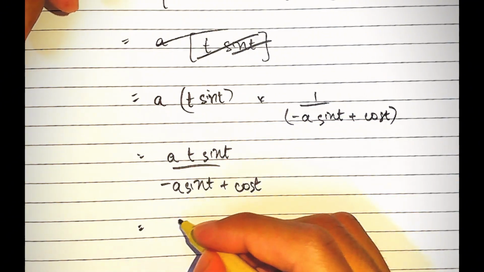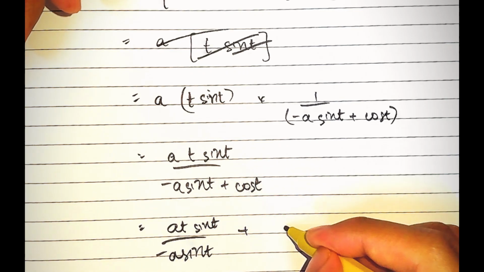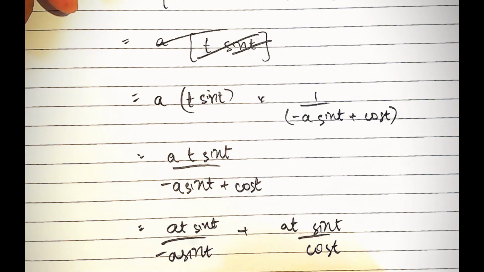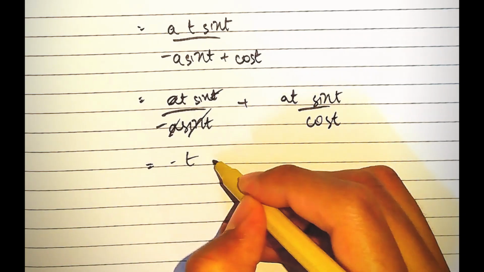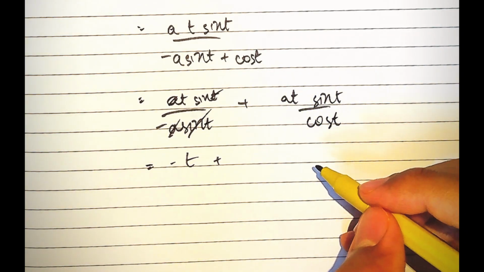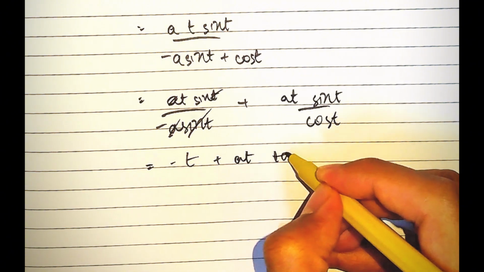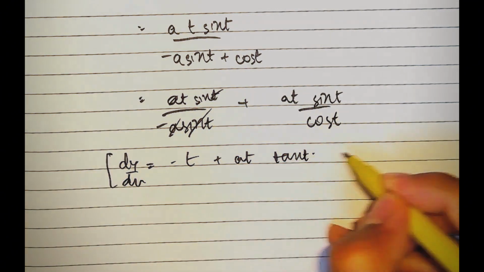So we have a t sin t divided by negative a sin t plus cos t. We can separate the denominator, so we have a t sin t divided by negative a sin t plus a t sin t divided by cos t. I just separated these denominators. So a is cancelled and sin t is cancelled, so we are left with negative t plus sin t divided by cos t, which is actually tangent t. So we have a t tan t. This is the final dy by dx of this equation.